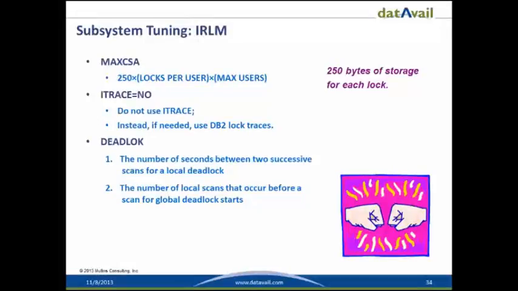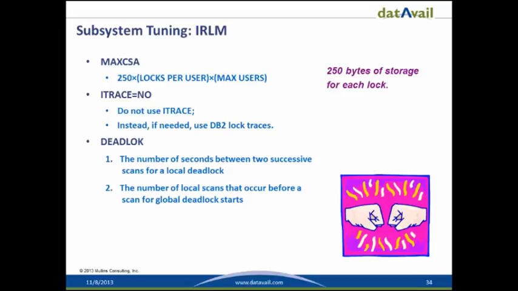The IRLM is lock tuning. You can set the max CSA value if you know locks per user and max users, which are ZPARM settings that should be set up for your environment. Multiply those by 250 and that should be your max CSA usage.